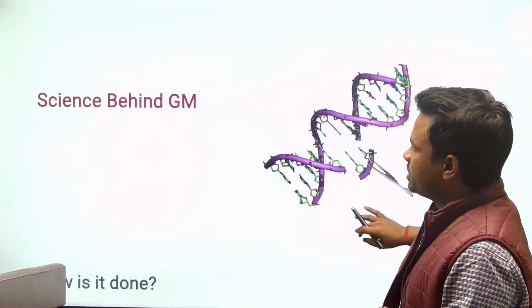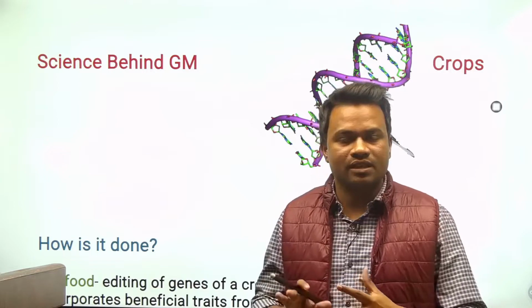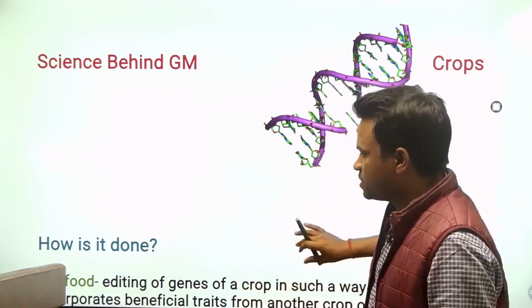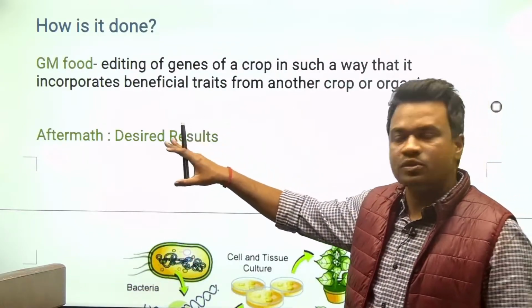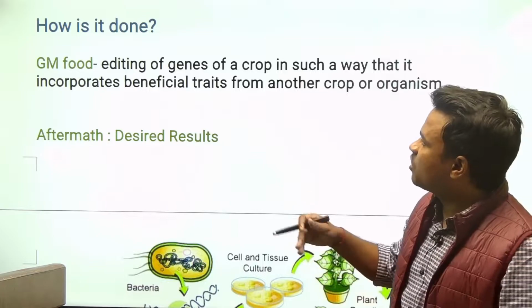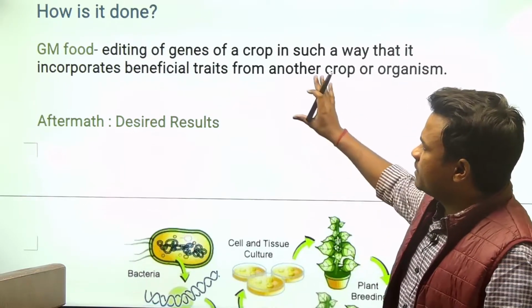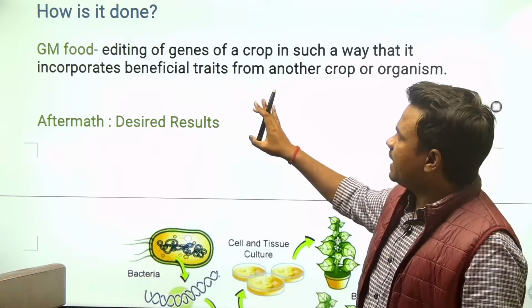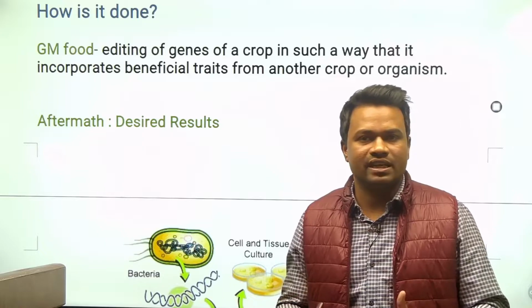Now we need to understand the science behind GM, how genetically modified crops work and how they are developed. First of all, what is GM food? GM food is the editing of the genes of crops in such a way that it incorporates beneficial traits from another crop or organism. We know that a gene is the basic unit of heredity or inheritance.